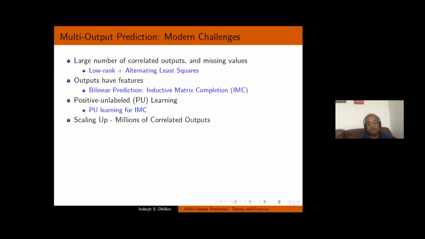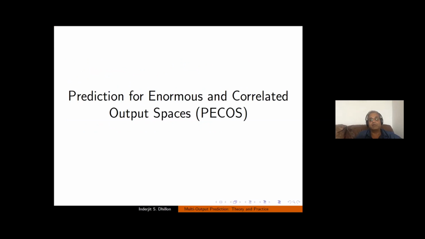But generally, the performance of those methods is still not that good. So I will now talk about this alternate framework that we have, which is really geared towards scaling up these methods in practice. Okay? So this is what I call the PECOS framework, prediction for enormous and correlated output spaces.